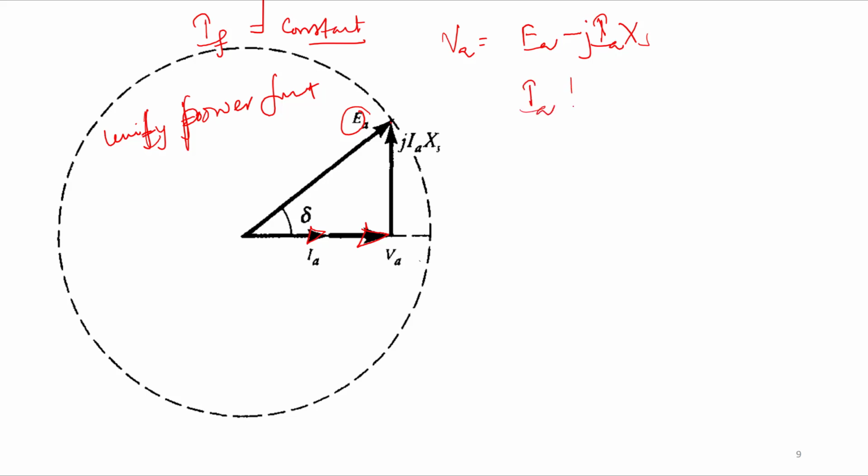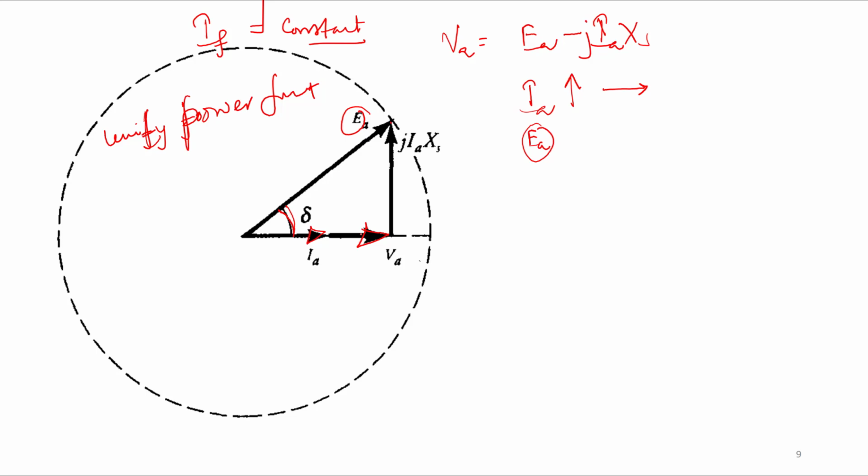Your armature current increases. Then what will happen in this case? EA is remaining constant, right? If I increase IA, then your VA will decrease, gradually, and what will happen to this angle delta? Your delta will increase, right? So as you increase the load current, your delta will increase gradually.